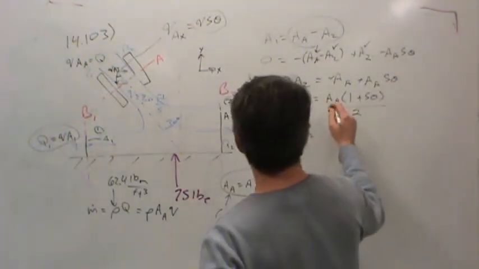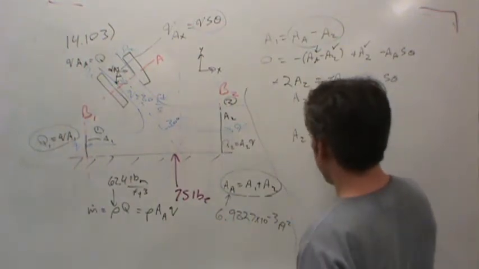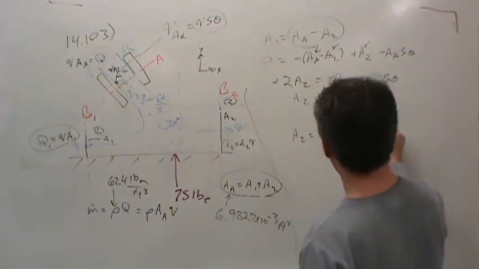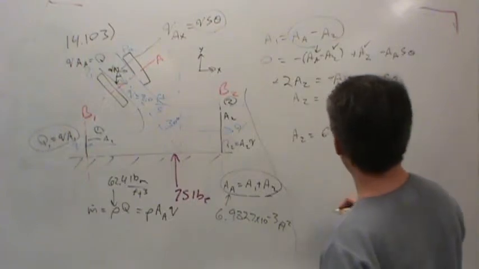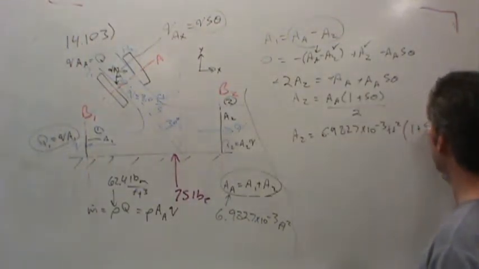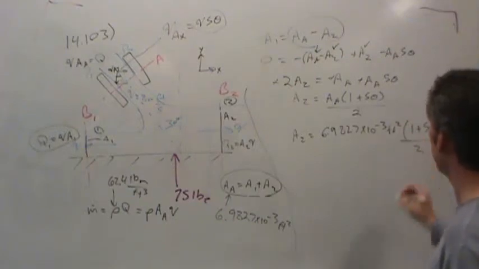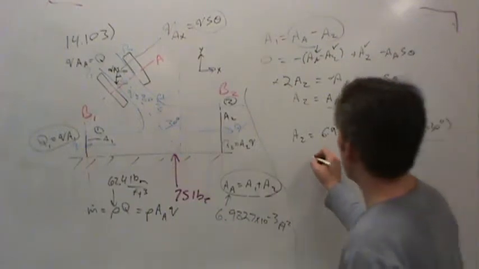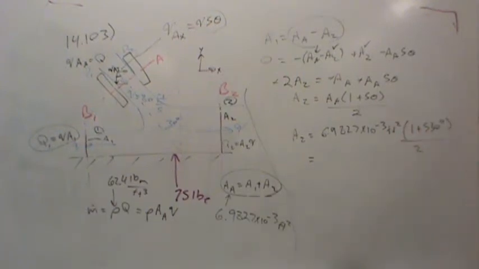So A2 is the area at A, which is 6.9827 times 10 to the negative third square feet. You have to multiply that by 1 plus sine 30 degrees over 2. So plug that in your calculator, please, and let's see how much area there is at section 2. So sine of 30, that's the one that's 50%, right? 0.5. So this is 1.5 over 2, which is 3 over 4, so 3/4 of this.